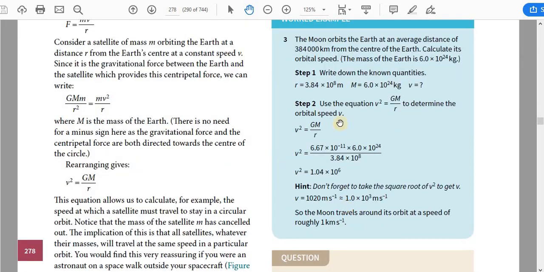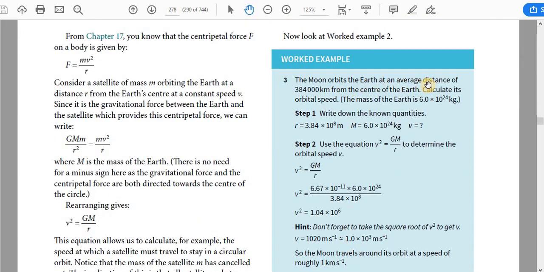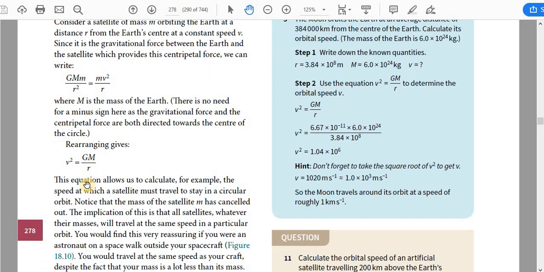Okay, here is an example. The moon orbits the earth at an average distance of 384,000 kilometers from the center of the earth. Calculate its orbital speed. The mass of the earth is 6.0 × 10^24 kilograms. So we can use this equation.